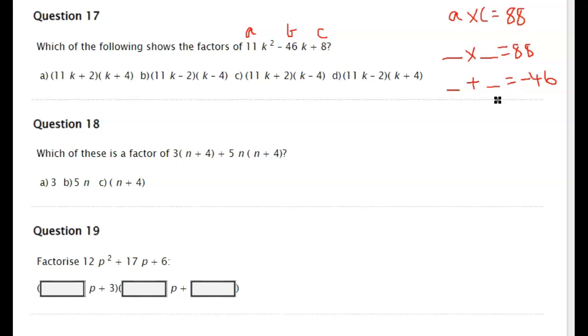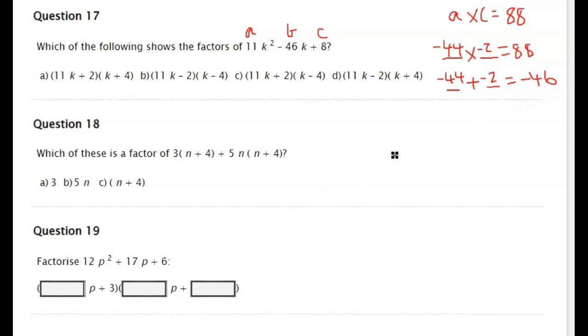Because we've got a negative here and a positive here, they're going to have to be two negative numbers. Because we've got a positive A times C, but a negative B. To get this positive, they both have to be negative numbers. All right, so I got 44 and 2. Negative 44 times negative 2 is 88, and negative 44 plus negative 2 gives you negative 46.